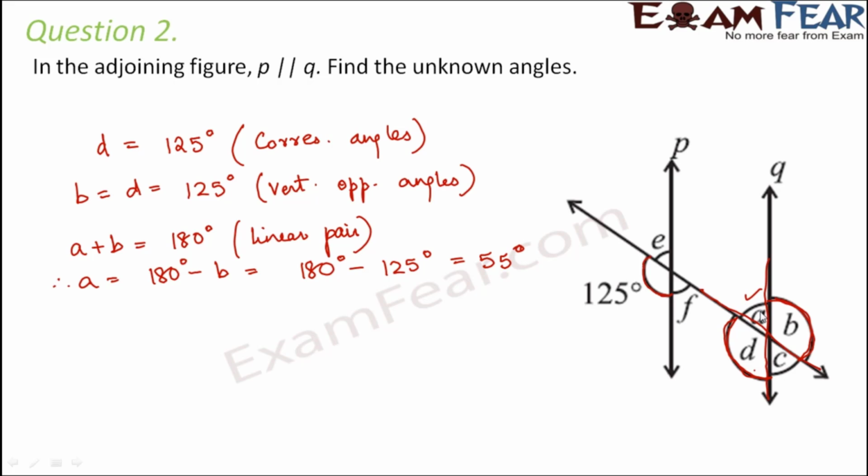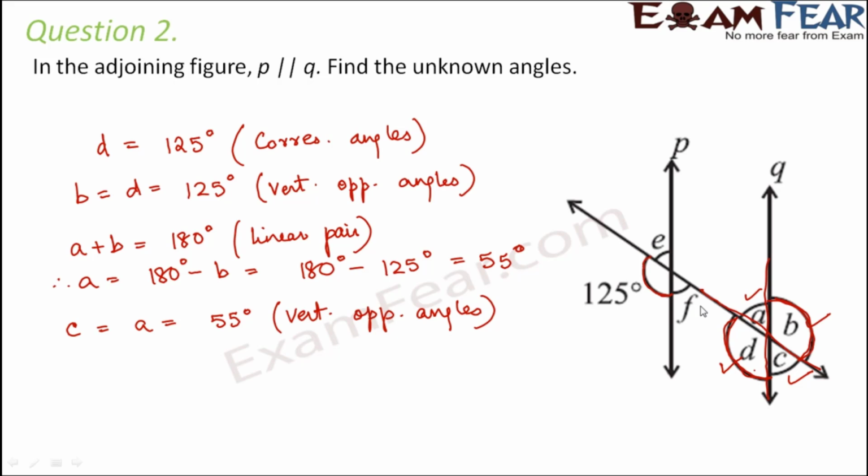So we found out A, we found out B, we found out D. So what would be C? Again, A and C are vertically opposite angles. Therefore, C will be equal to A, which is 55 degrees. That is because they form vertically opposite angles. So we now know A, B, C, D. Now we are left with E and F.